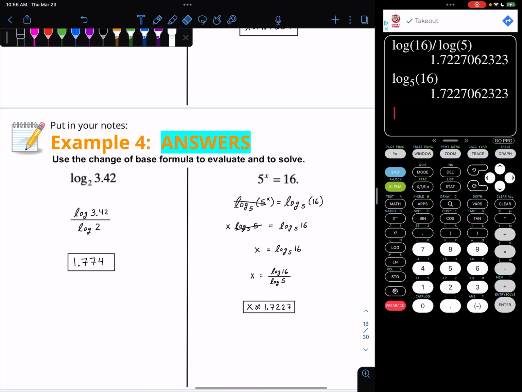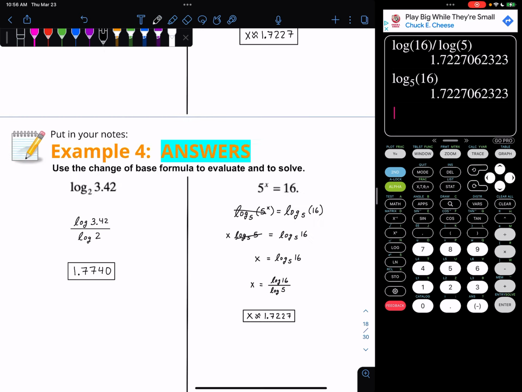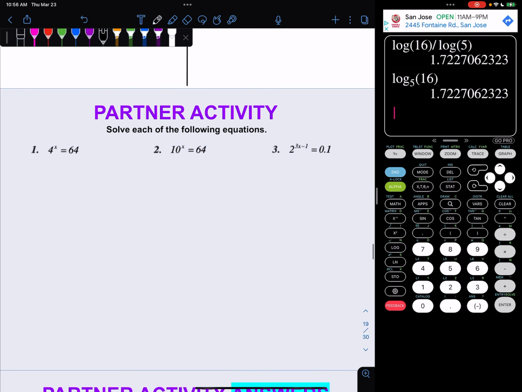All right, partner activity is left, and then it's homework time. So we're almost at the end. You have 2 partner activities to do. The first one says solve each of the following. You can use any of the methods you learned today. You could put log base of each. You can do common roots and just put 4 to the power of something, right? I think that would work. You can do log base, whatever you want.